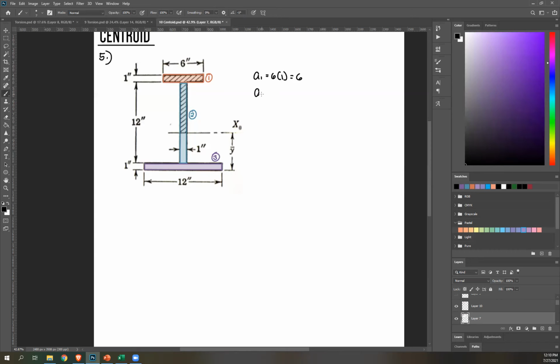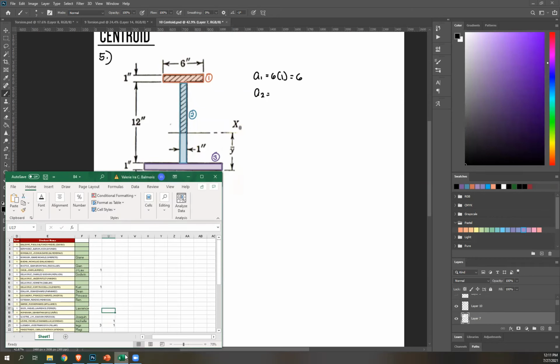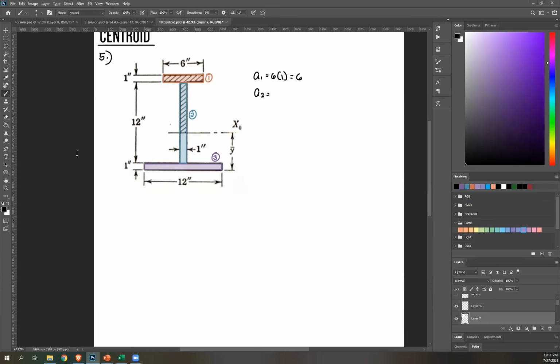Next, area 2. Can anybody give me what area 2 is? Correct, it's 12. So again, base times height. This is just a rectangle. Base is this thickness. It's given to be 1. So 1. Height is also given 12. So therefore, this is 12.